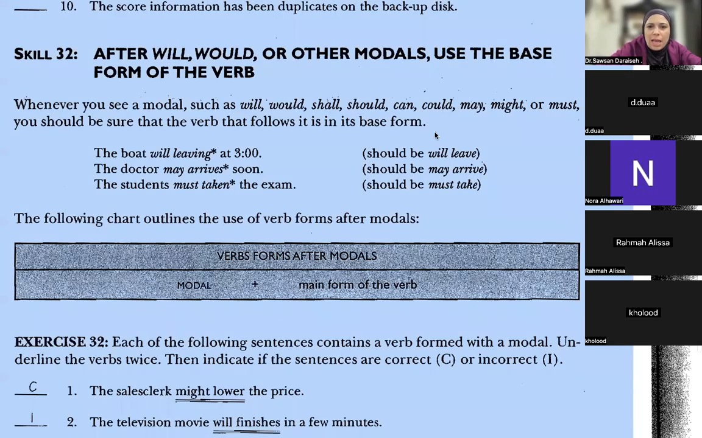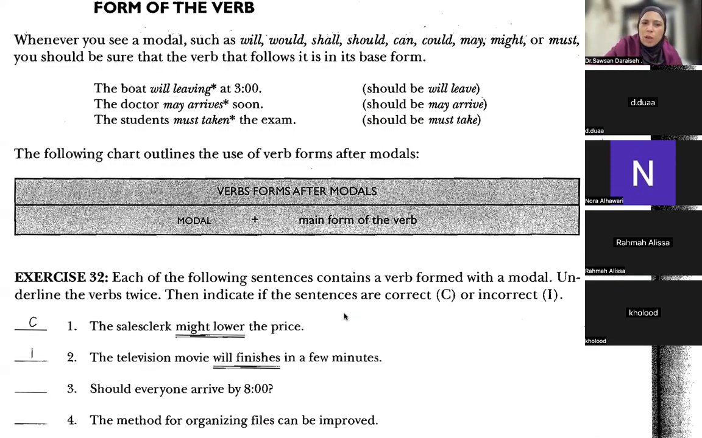So let's take a look at the chart. As usual, the chart summarizes what we said. The chart هاي بتعمل زي summary ملخص to what we said. All right, so verb forms after modals.